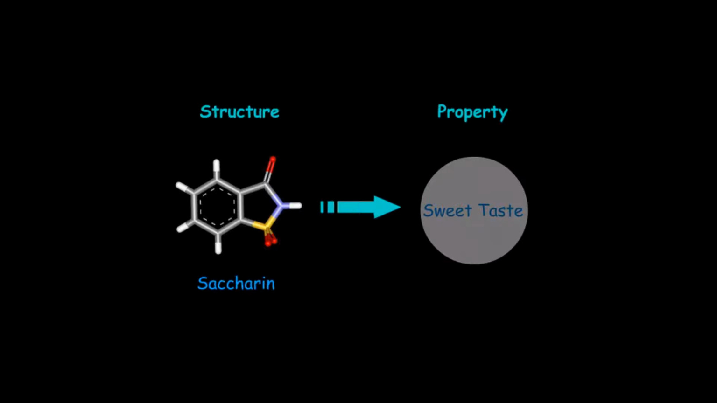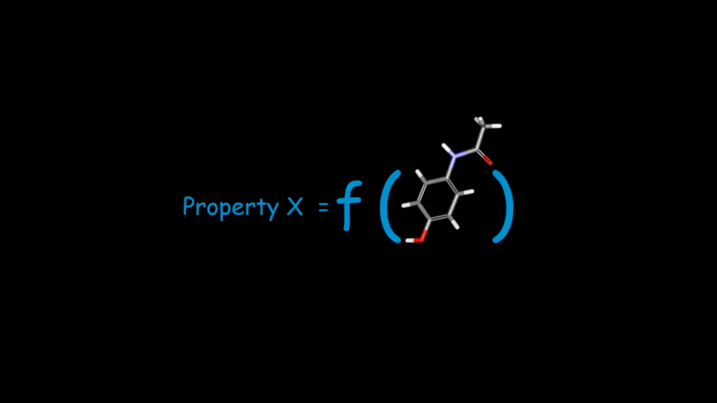Then you can build the mathematical equation. The biological effect is a function of chemical structure. Basically, a property X, which can be toxicity, activity, anything, can be a function of chemical structure. So this part is very, very important for the computer to understand. This is where AI comes into the picture.